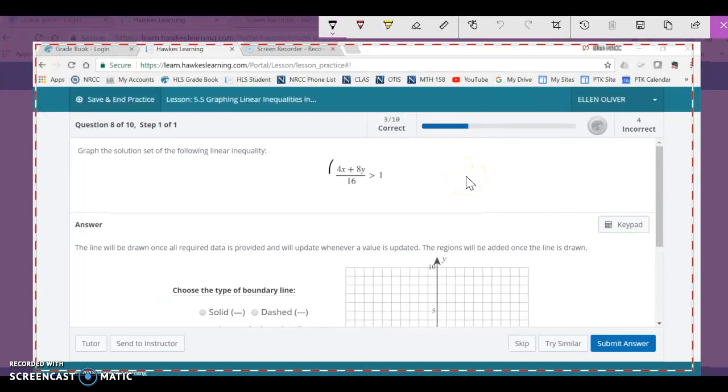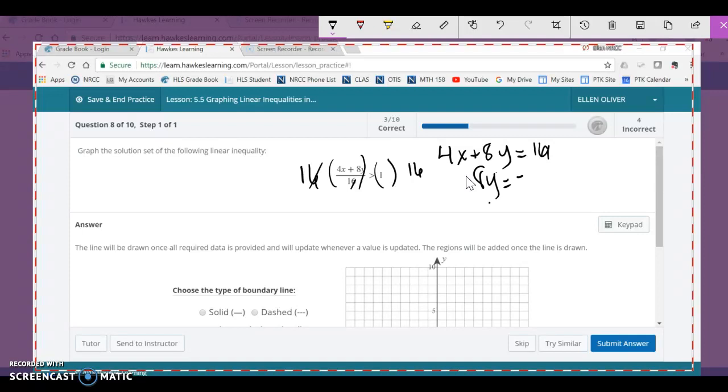If I multiply both sides by 16, those 16s cancel, and I get 4x plus 8y equals 16. Then take away 4x. Sorry about my handwriting. Divide by 8. And it's not an equals, is it? It's greater than. So this becomes negative 4 over 8, which is negative 1/2. 16 divided by 8 is 2. And then I proceed as before.